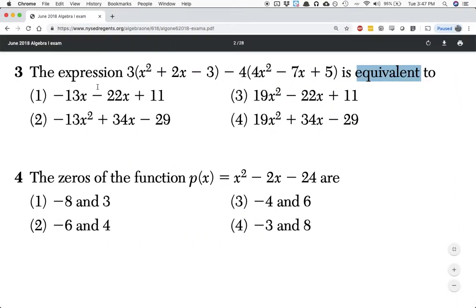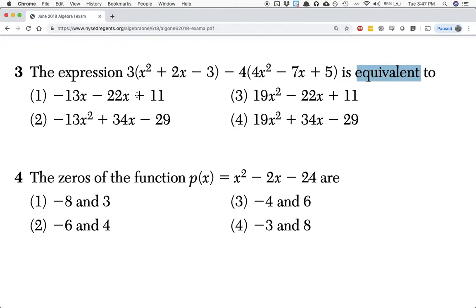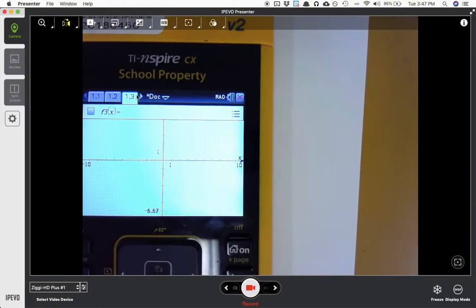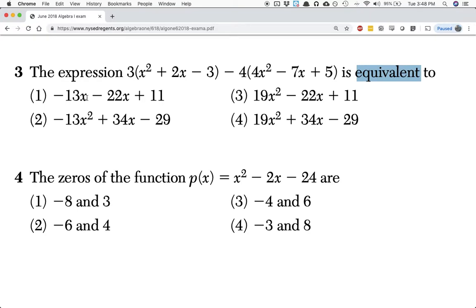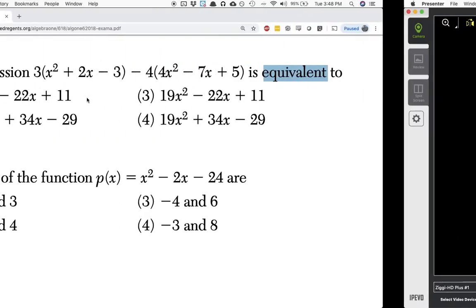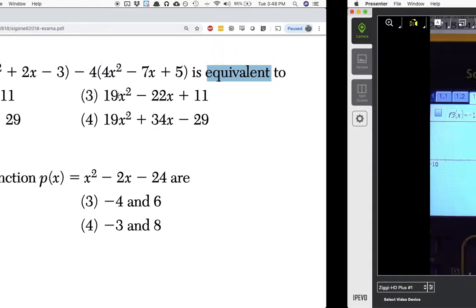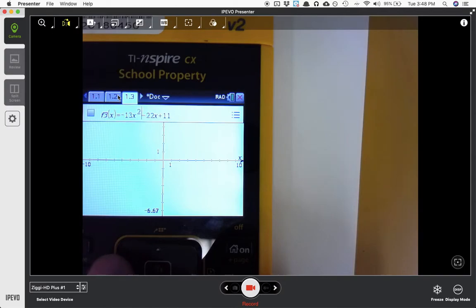Let's go ahead and check the second one, negative 13x minus 22x plus 11. I'll hit Tab to get a second entry up here, and start plugging in negative 13x squared minus 22x plus 11. Is that what it was? Oh, wait. It's negative 13x minus 22x. There's no x squared here. Sorry.